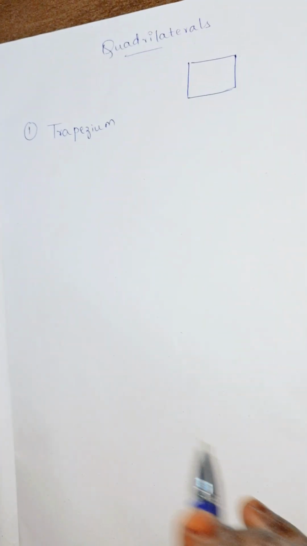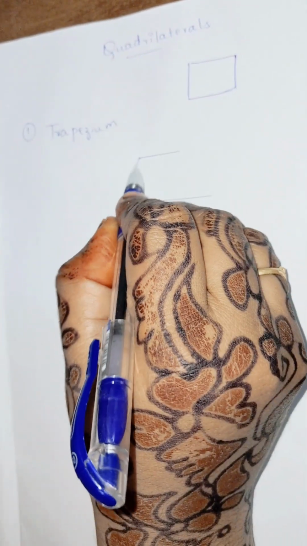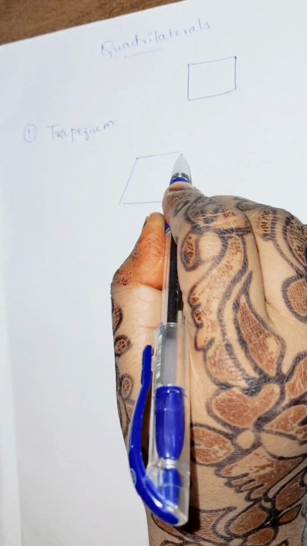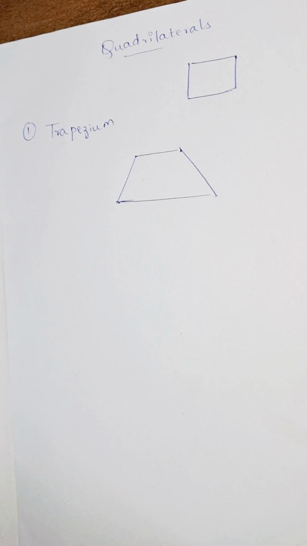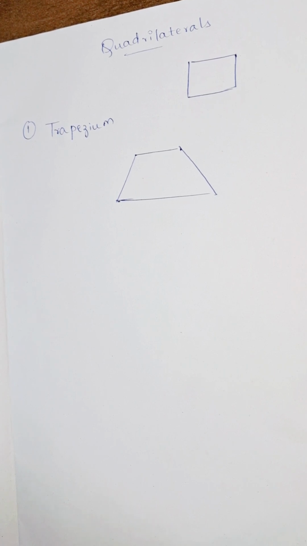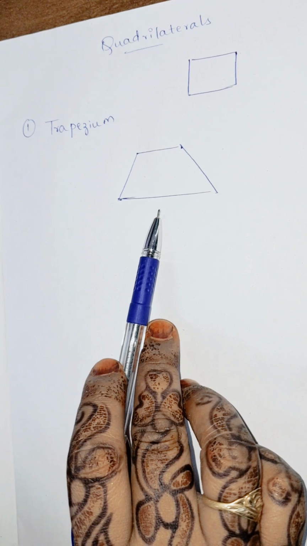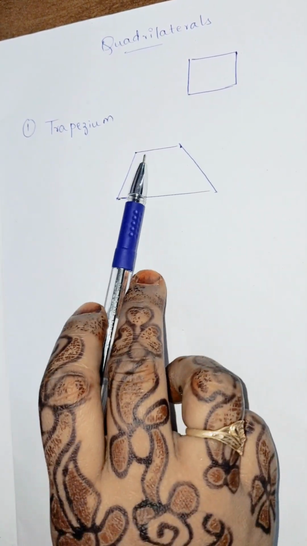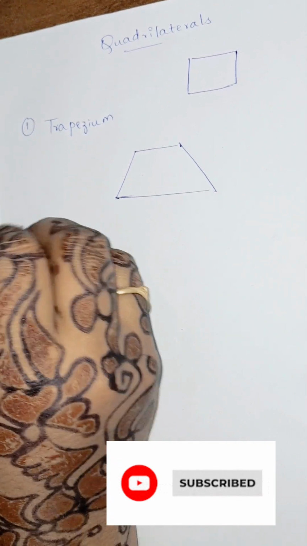Suppose this is a figure like this. The figure will be this and this. So a quadrilateral in which one pair of opposite sides are parallel is called a trapezium. Means this is parallel to this. Next, let us study parallelogram.